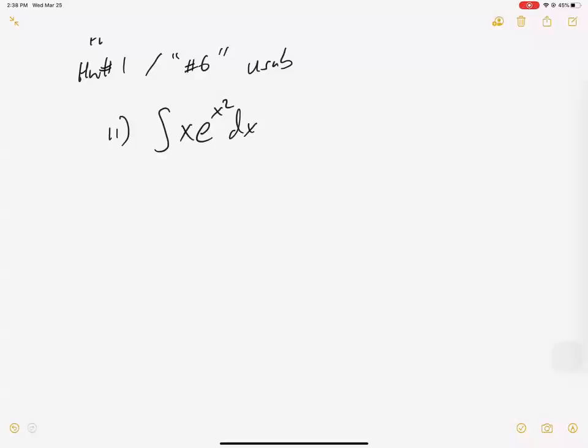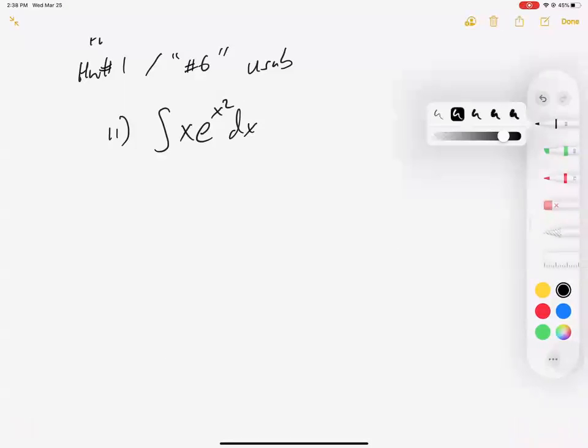So I see this problem. It looks ugly. I don't know the integral of x e to the x squared, and I feel what you're feeling. I'm getting sweaty. I have no clue what's going on. It's like a bad date. But we do know this. Let's go back to our basics.